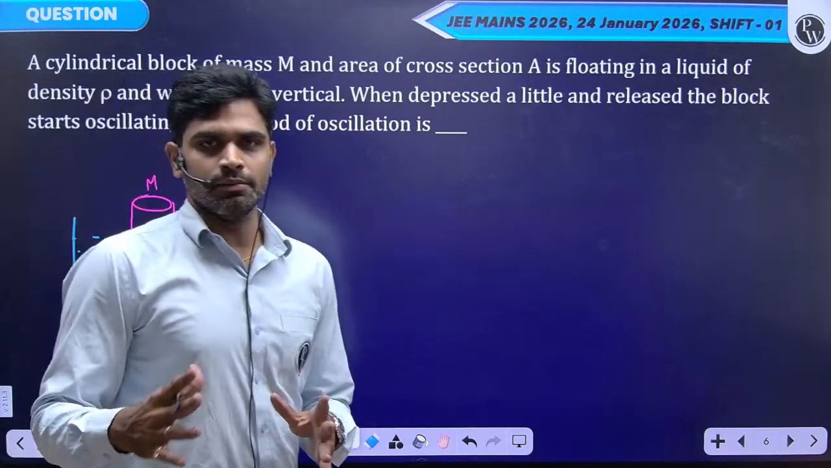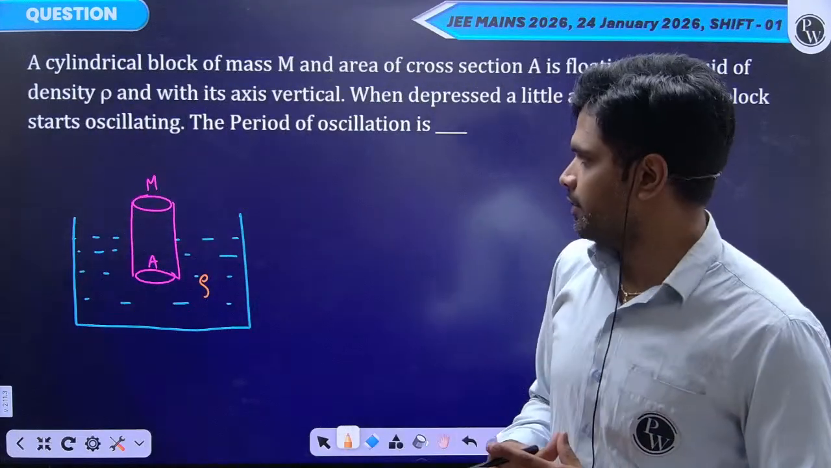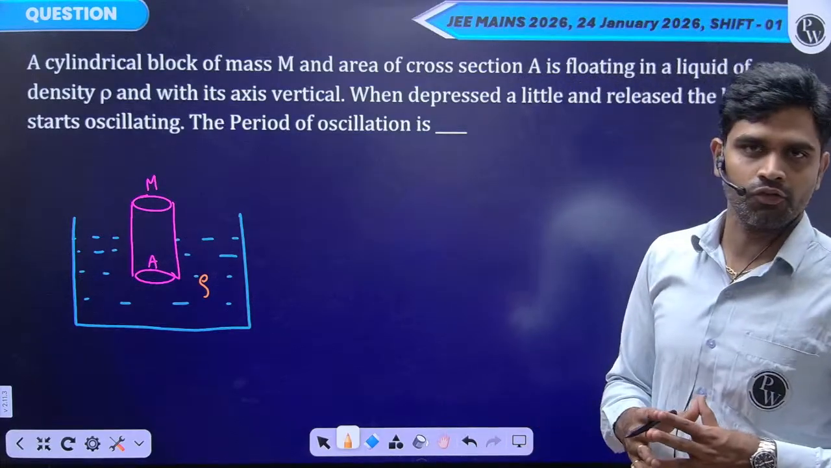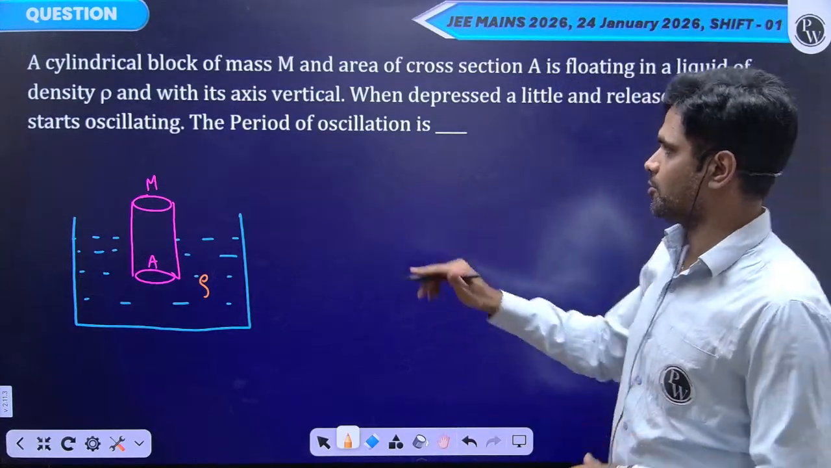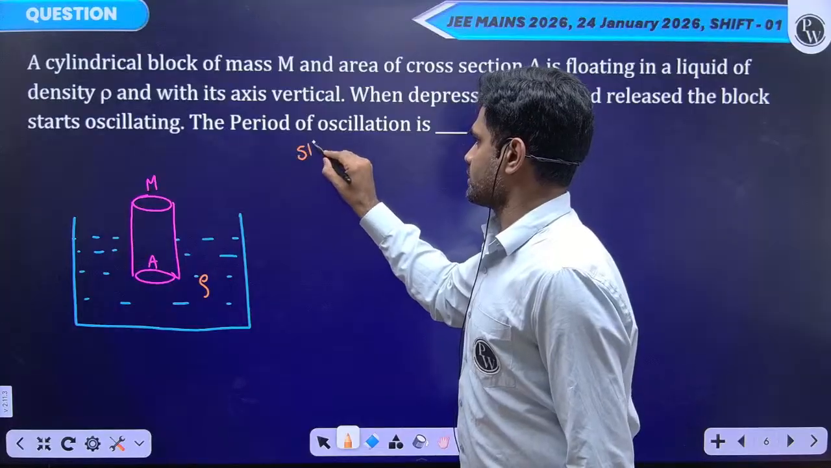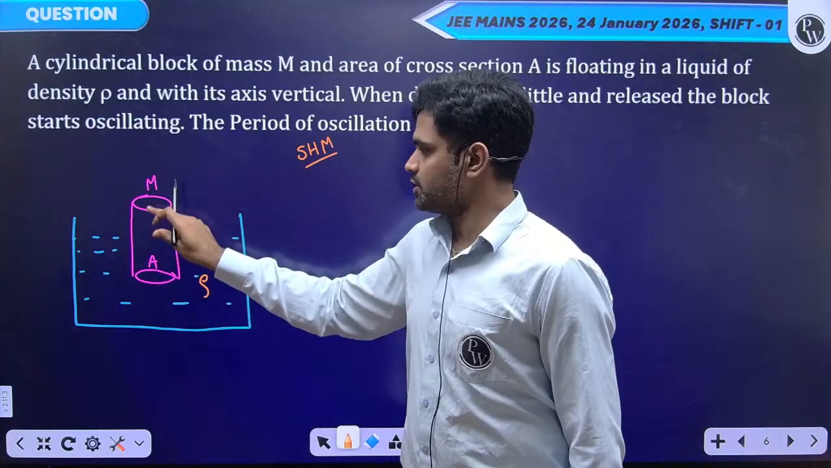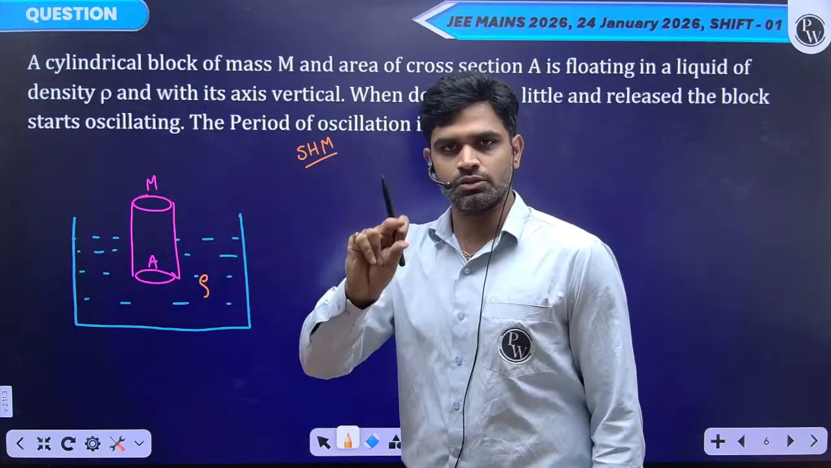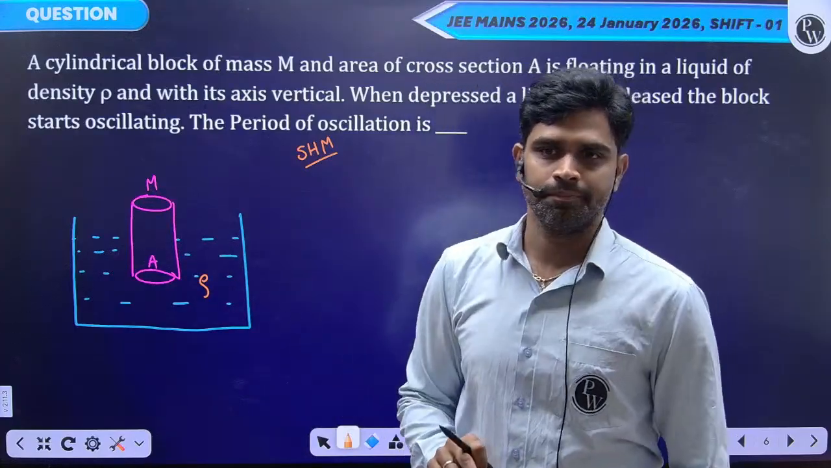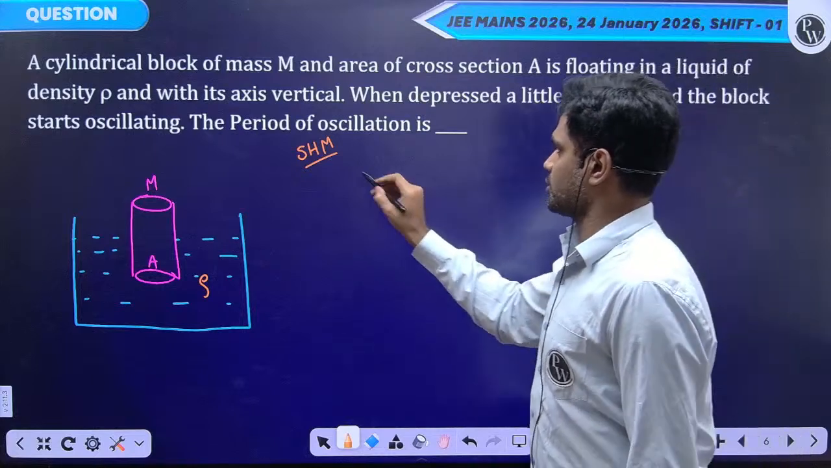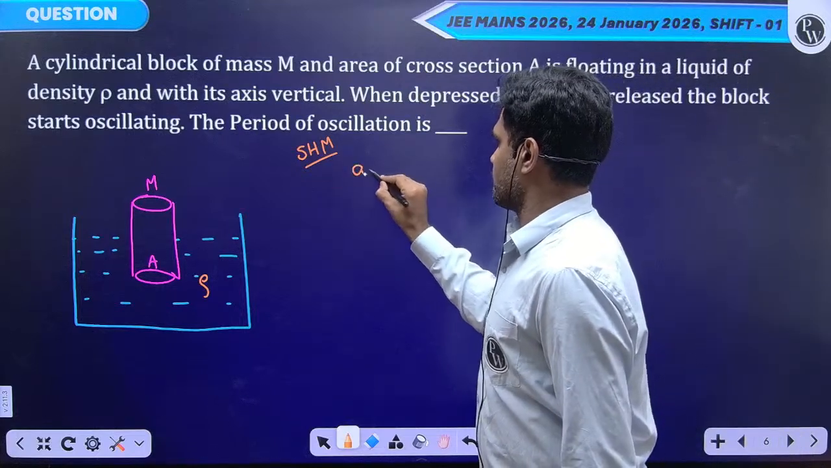Now throughout our syllabus, the only way to find the period of oscillation is through the SHM formula, right? What is the SHM formula? For linear oscillations, and this is a linear oscillation because once you disturb it, the block is going to oscillate linearly. What is the period of oscillation? You can get it from the ratio.